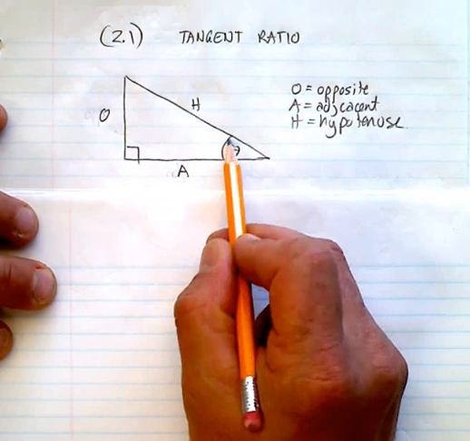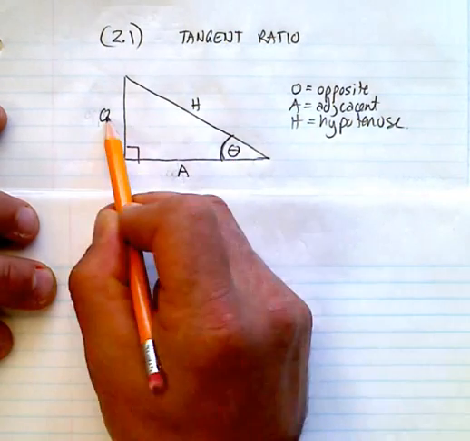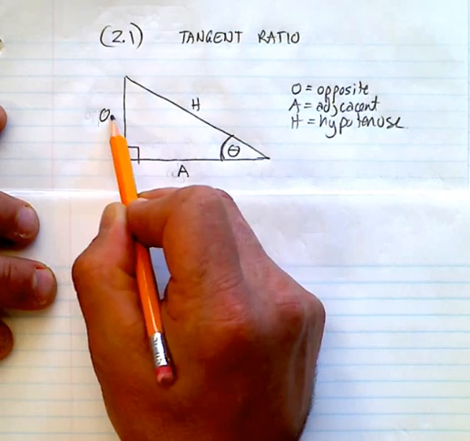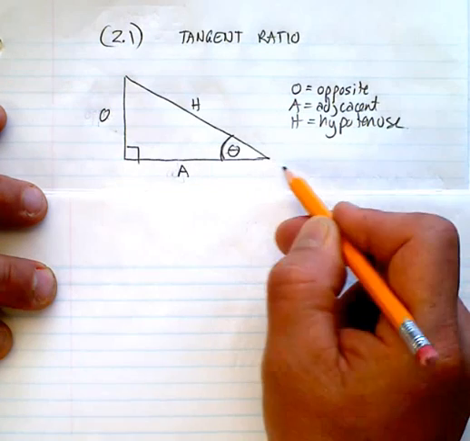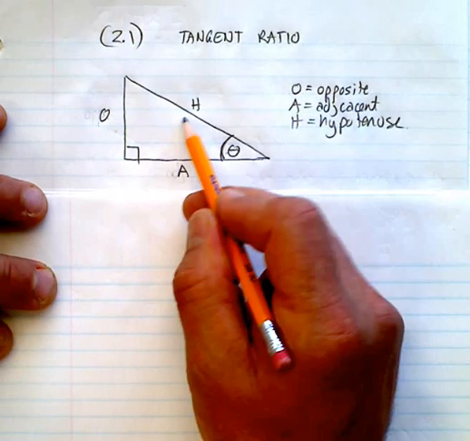If this is the angle we're looking at, this is the opposite side. You shoot out of the angle, that's the opposite side. This is the adjacent side, it's beside, and the hypotenuse is always the long side. It is opposite that right angle.